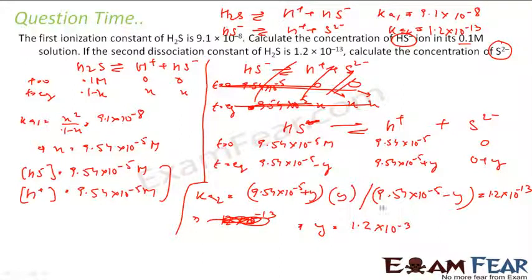See, because this guy and this guy are almost the same, right? You can cancel it because y is very small, so this guy will be equal to 9.5 into 10 to the power minus 5 only, and this guy will also become 9.5. Cancel, so y comes out to be 1.2 into 10 to the power minus 13. And that is my S2 minus ion concentration. And that is my answer.